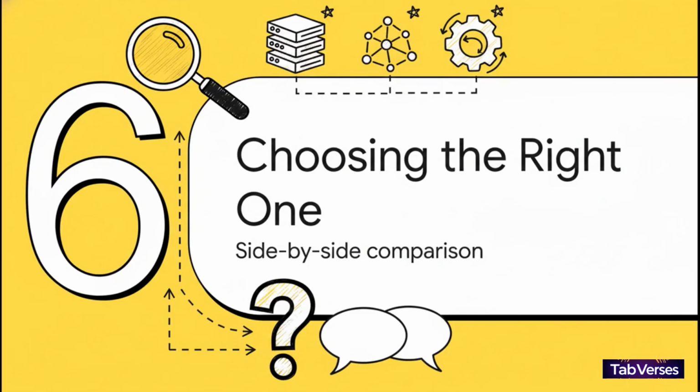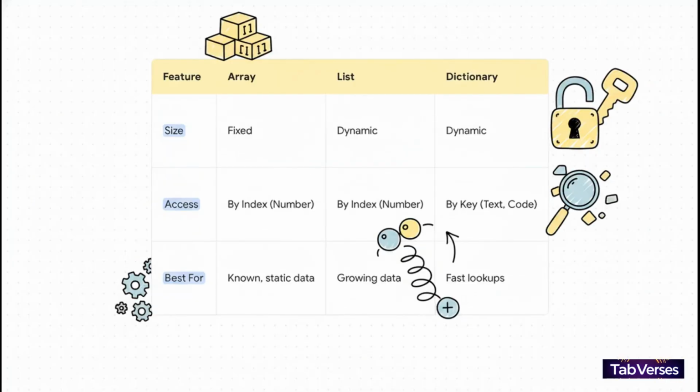Okay, so we have 3 fantastic tools at our disposal. How in the world do we choose the right one for the job? This table right here is your cheat sheet. It's simple. Use an array when you know the size and performance is everything. Go for a list when you need flexibility, when your data needs to grow and shrink. And grab a dictionary anytime you need to do fast lookups based on a meaningful piece of data.